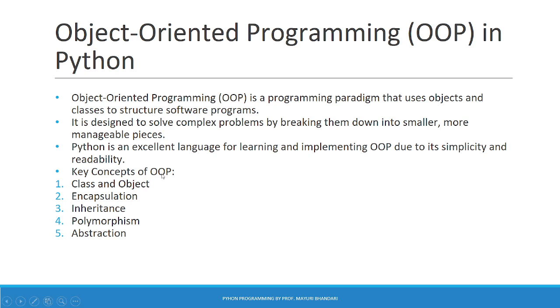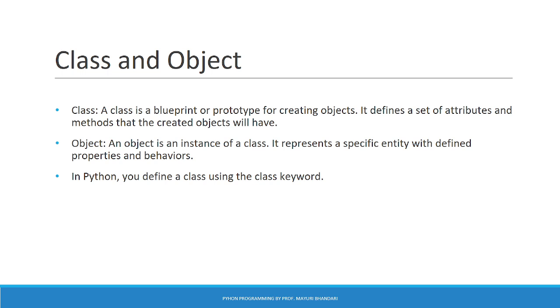So the key concepts of object-oriented programming are these: classes and objects, encapsulation, inheritance, polymorphism, and abstraction. You might have studied these key concepts in any other language. The same will be applicable here. The syntax format may be a little bit different, but the basic concept is the same. So we will see them one by one and then I'll show you the implementation. The first concept is class and object.